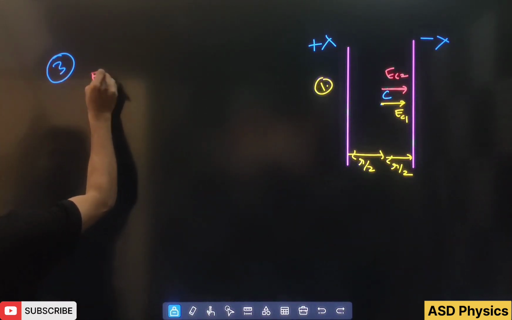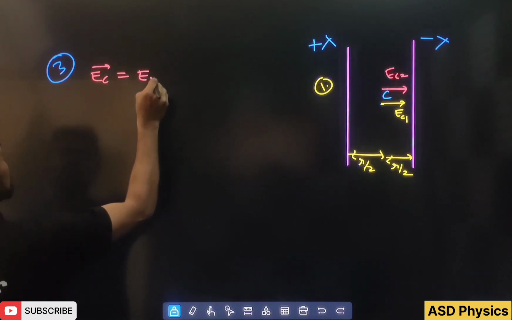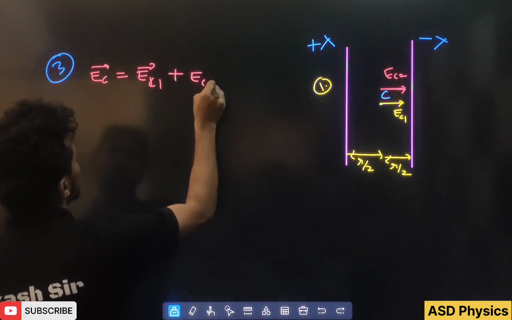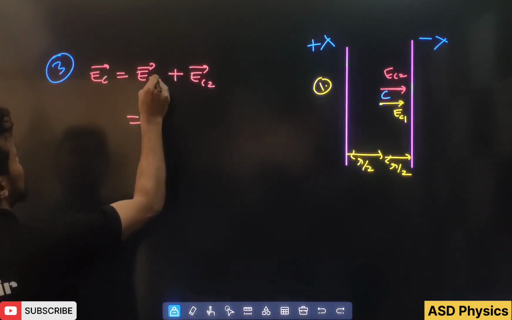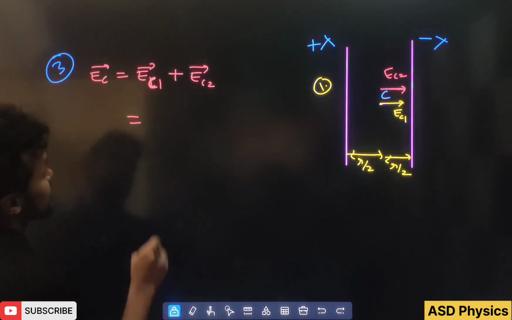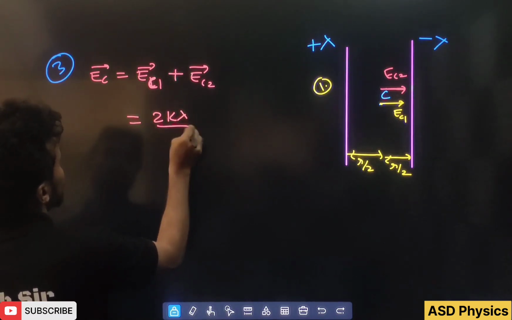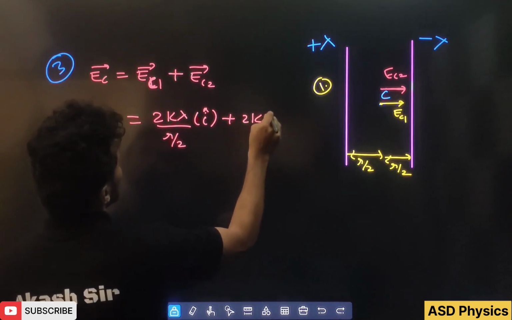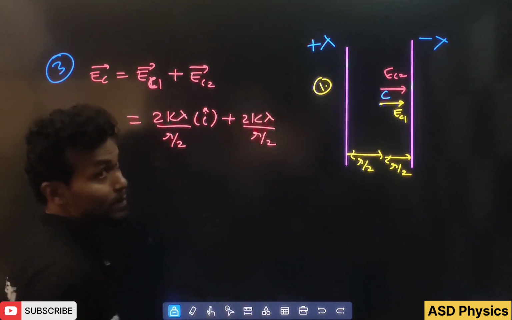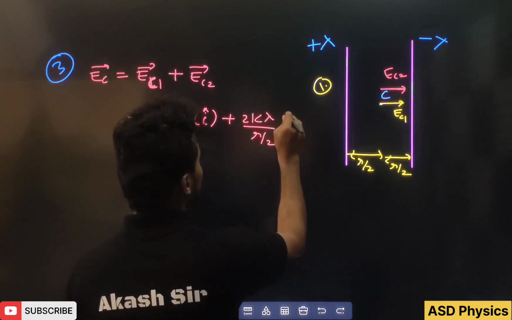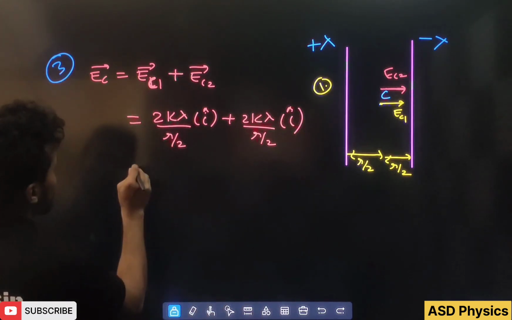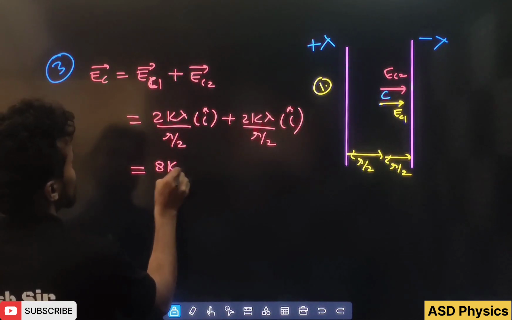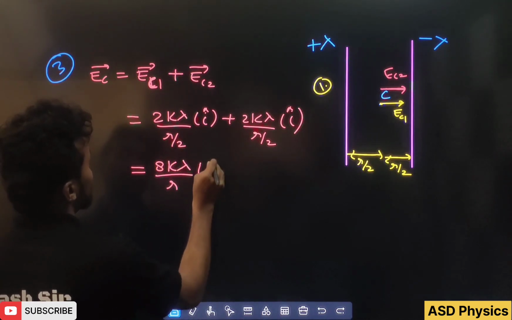So now the electric field at point C is given by EC1 plus EC2. Now EC1 is how much? Just guess, very easy: 2k lambda by R by 2, in the I cap direction only, plus 2k lambda by R by 2. Don't put minus lambda and all that; here lambda is only the magnitude, and then the proper direction I cap. So what will happen here? This will become 4k lambda by R, this will become 4k lambda by R, and then this will become 8k lambda by R I cap.